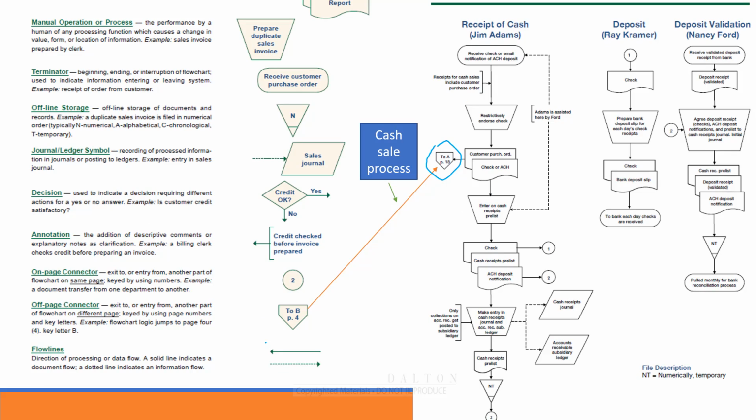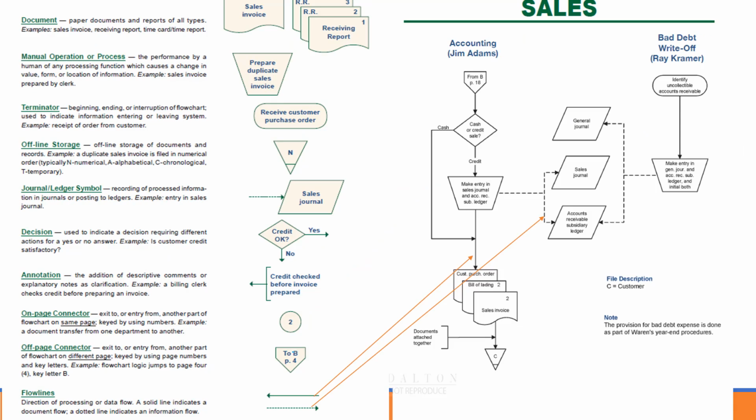Okay, and lastly, it's the flow lines, but I already talked about it. We have solid line, means flow of documents and record. Dotted line means flow of information. You see here, some information flows by recording in the journals and ledgers.